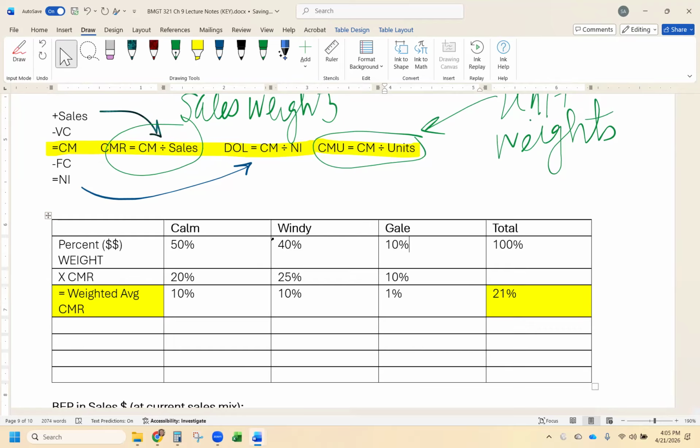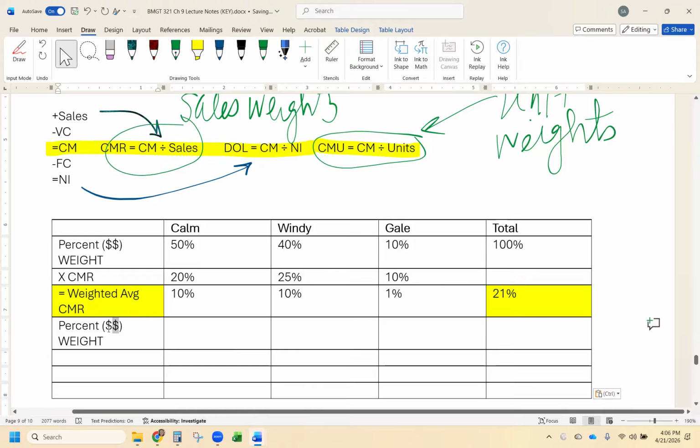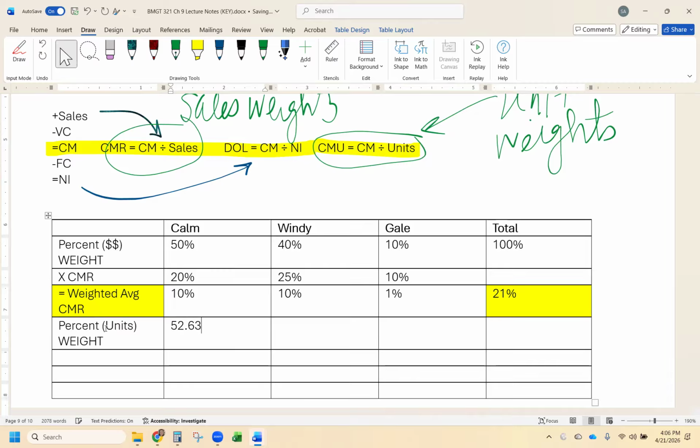So those are the weights. They still add up to 100. 50% times 20 is 10. There and there. Yeah. 10% of 10 is 1. Good job. Thank you. That's my average CMR for everybody. Now I'll do the average CMU. And I know it's on the next page in the notes, but I'm going to do it here. So I've got the percent in units weight. And those are the percents I had up there before. That's the 52.63, and the 39.47 and 7.90. They have to add up to 100 because those are the weights.